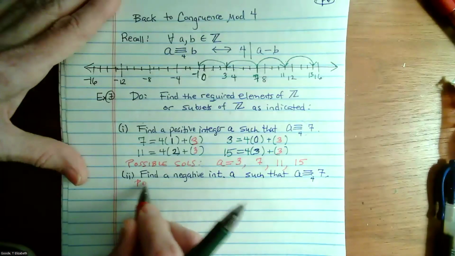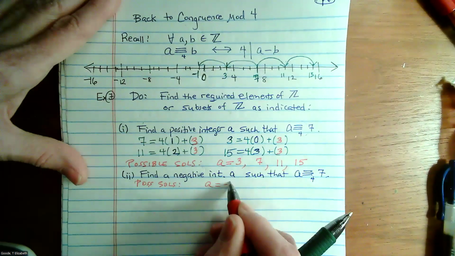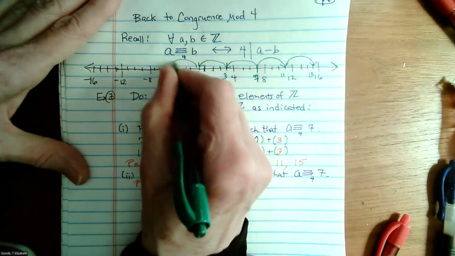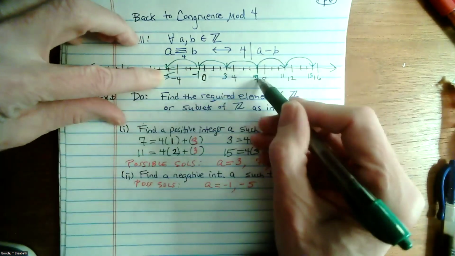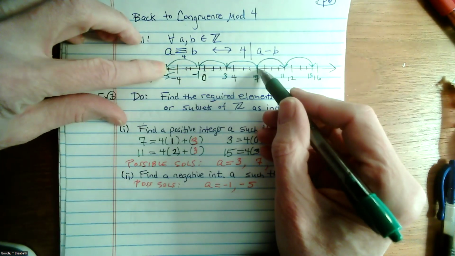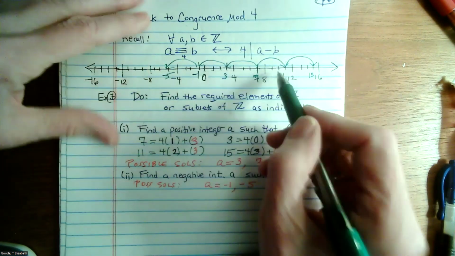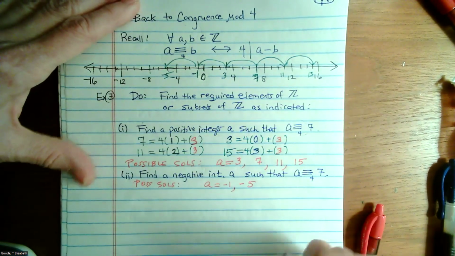What's another one? -5. Yep, -5 because we're jumping by jumps of size 4. See, the distance between -5 and 7 is 12. It's a multiple of 4. 4 divides that. That's what I mean by these jumps of size 4. Every fourth integer is related to every fourth integer.